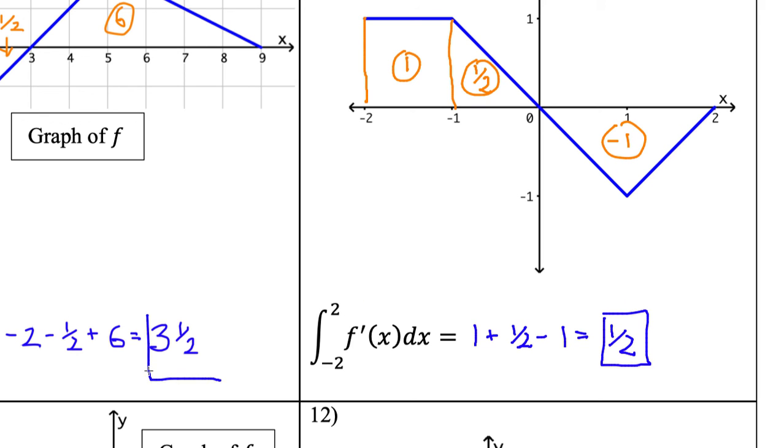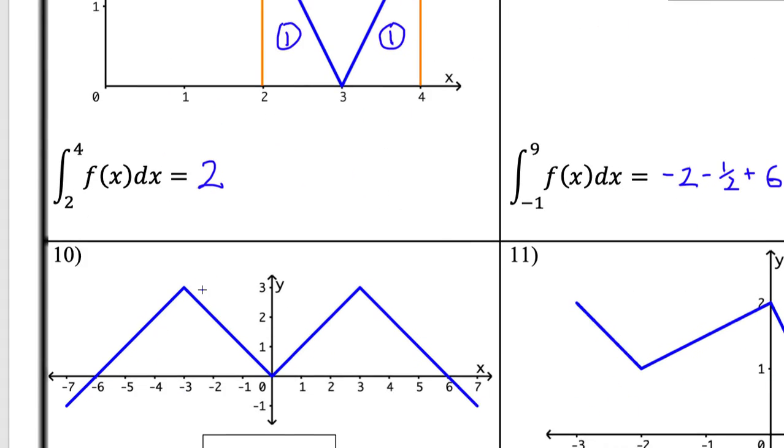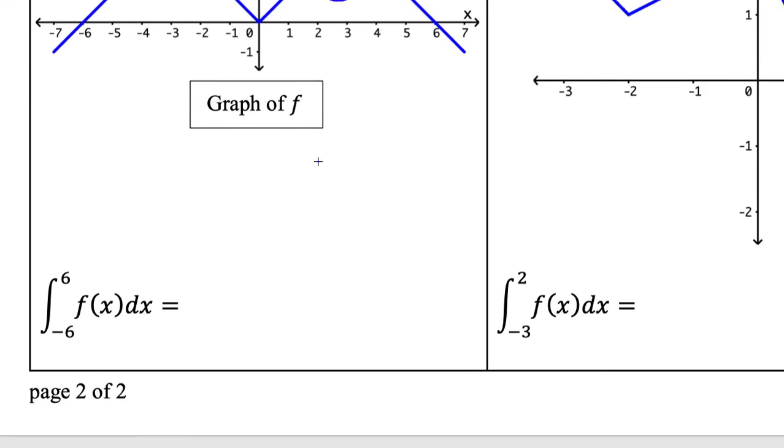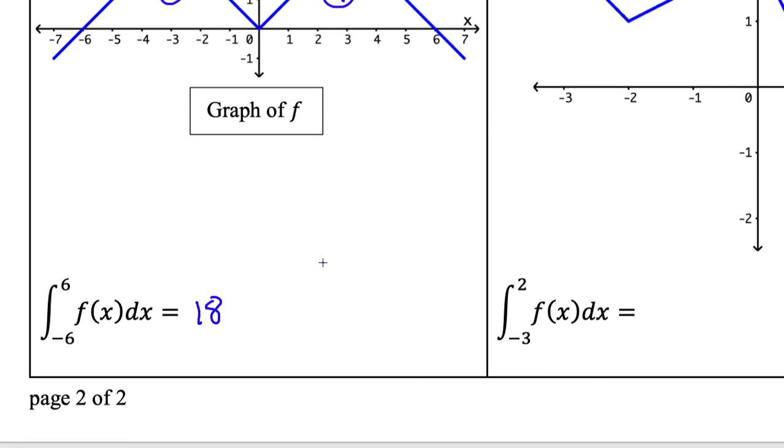I guess I should box this answer. Moving on to number 10. I have 2 triangles. These are congruent triangles because I intersect at 6 and negative 6. So this area here from negative 6 to 0, that's a base of 6, a height of 3. 6 times 3 is 18. Half of 18 is 9. So that area is 9. That area is also 9. 9 plus 9 is 18.